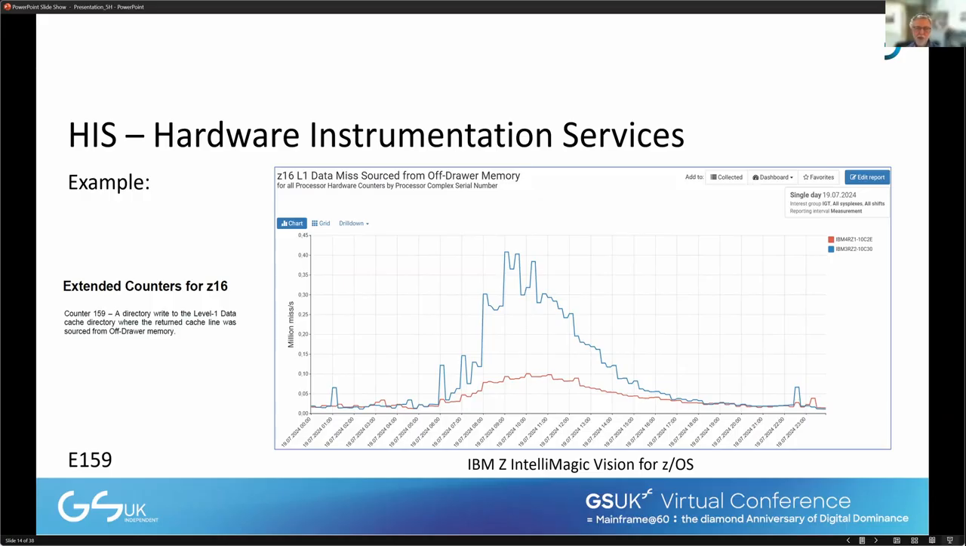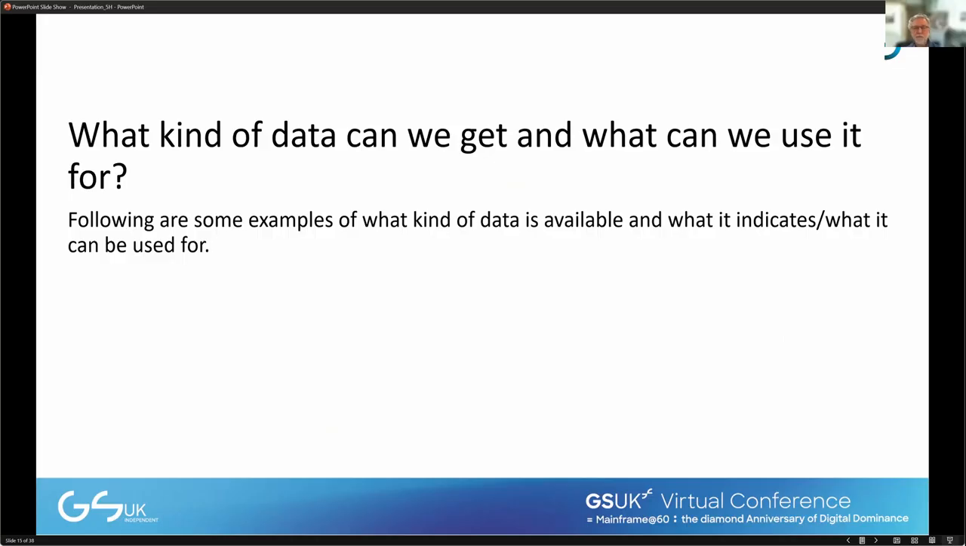So that's just two examples, one for basic and one for extended counters. And as I said, you need to look at the extended counters for your specific architecture, z15, z16, etc. Okay, so I'd like to move to what kind of data can we actually look at. I'm looking at some examples of what it may indicate and what it can be used for.